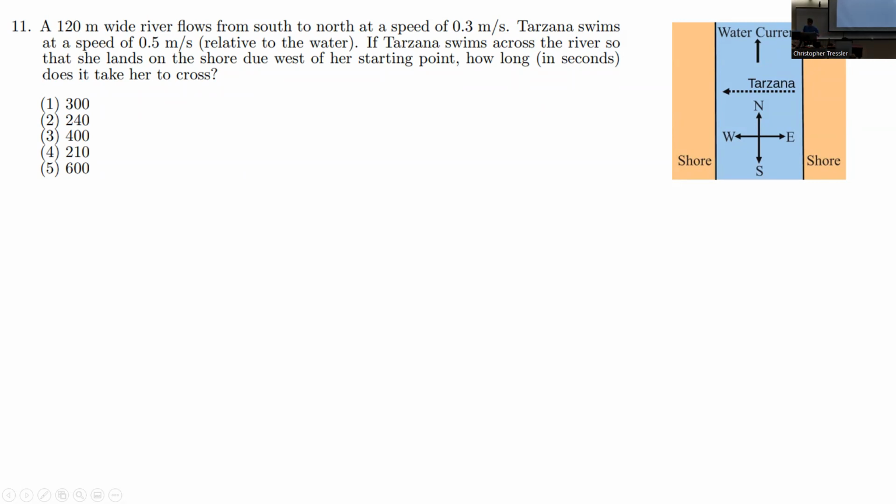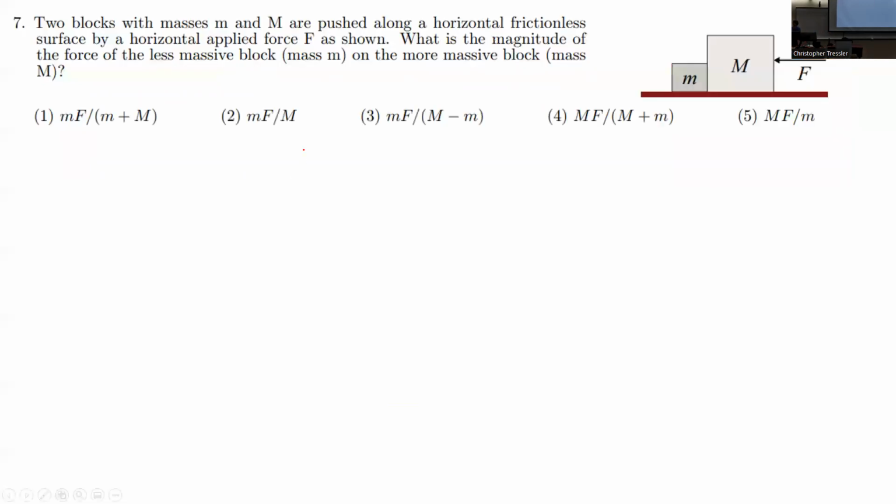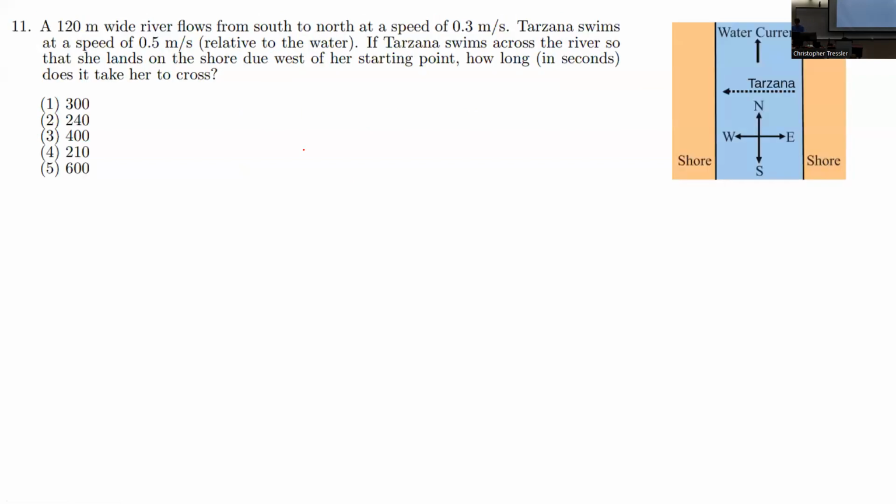So it says a 120-meter wide river flows from south to north at a speed of 0.3 meters per second. South to north means it's going up. Now, Tarzana, don't know if I pronounced that correctly, is swimming at a speed of 0.5 meters per second relative to the water.